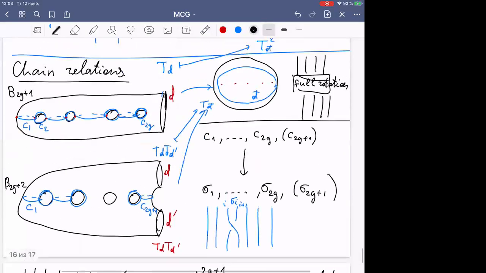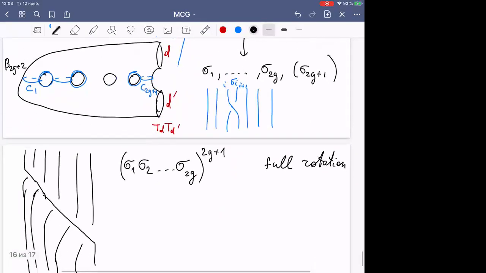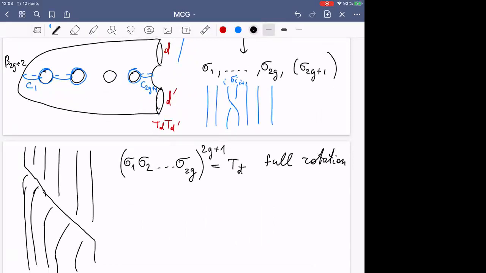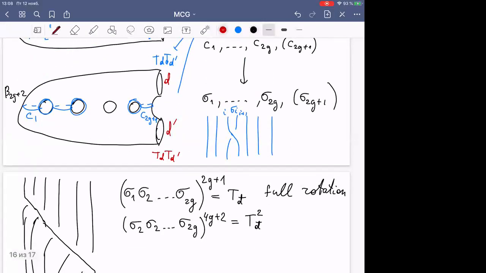So this is just td bar. Okay. And now we may square this relation: sigma 1, sigma 2, ..., sigma 2g to the power 4g plus 2 is td bar squared. And now both sides of this relation, this is a relation just in braid group on 2g plus 1 strands.